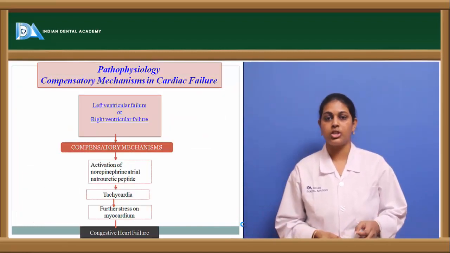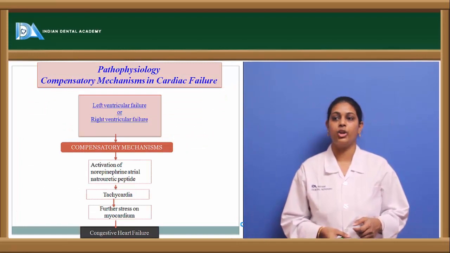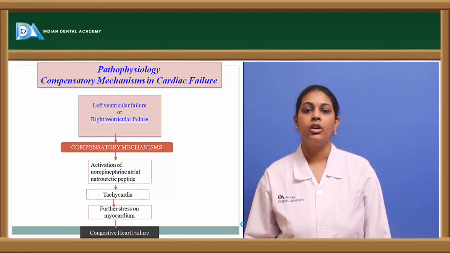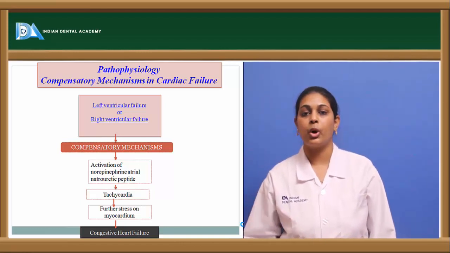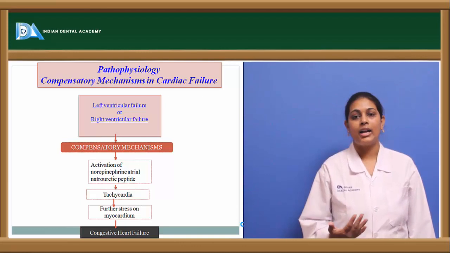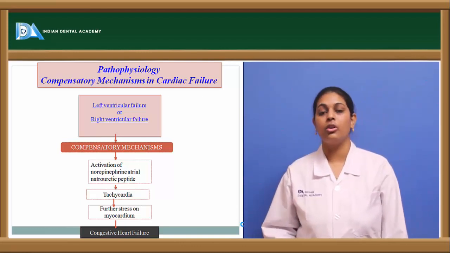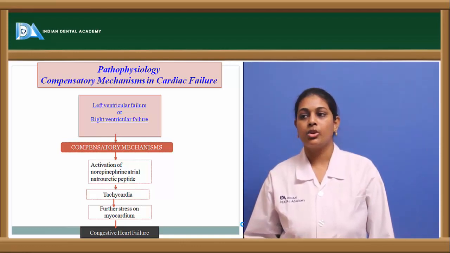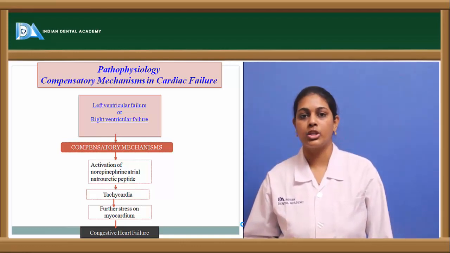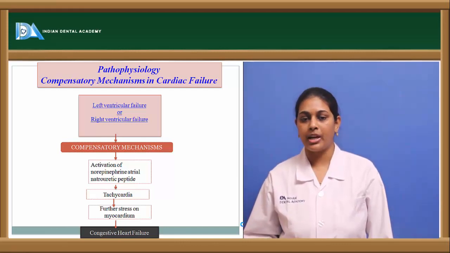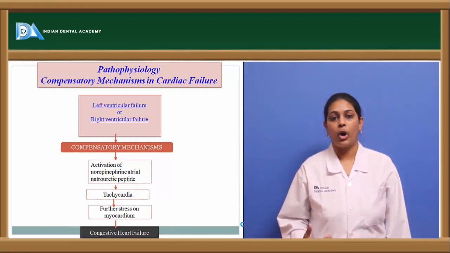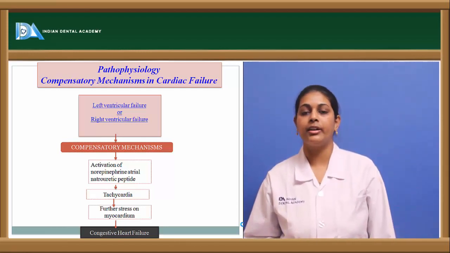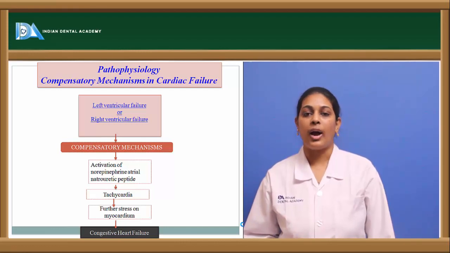Coming to the pathophysiological compensatory mechanisms in a cardiac failure, usually we see when there's either left ventricular heart failure or right ventricular heart failure, there are certain compensatory mechanisms which our body tries to adapt to those conditions. Among them, one is activation of the norepinephrine and the atrial natriuretic peptide. Norepinephrine is a hormone, said to be a polypeptide, which is released from the body and has an effect on the heart. And atrial natriuretic peptide is a polypeptide which has a vasodilatory effect.